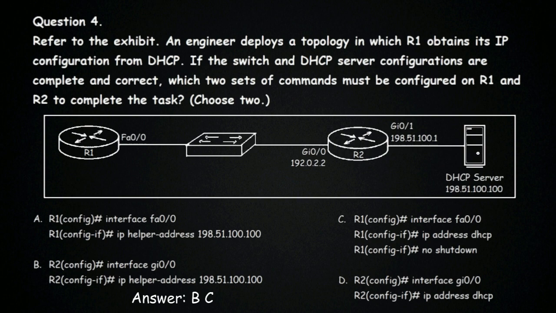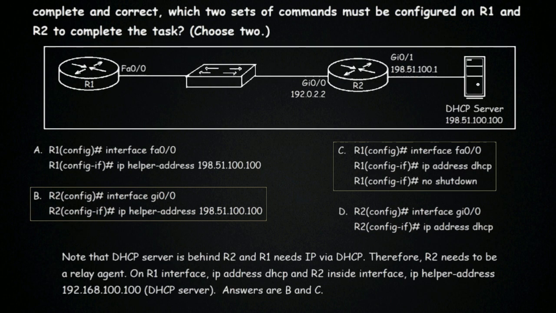Correct answers are B and C. Note that the DHCP server is behind R2 and R1 needs an IP via DHCP. Therefore, R2 needs to be a relay agent. On R1 interface, ip address dhcp, and on R2 inside interface, ip helper-address 192.168.100.100, the DHCP server. Answers are B and C.